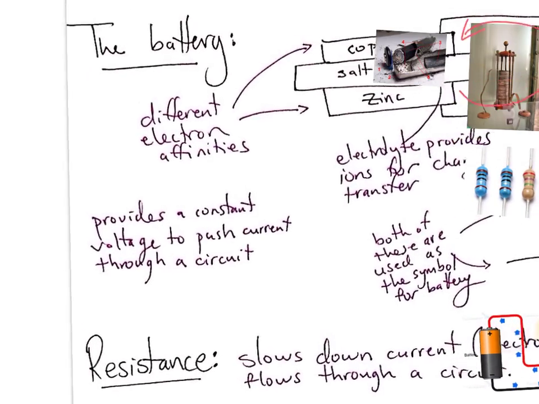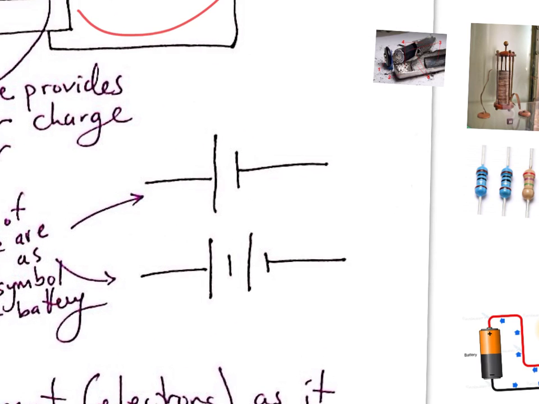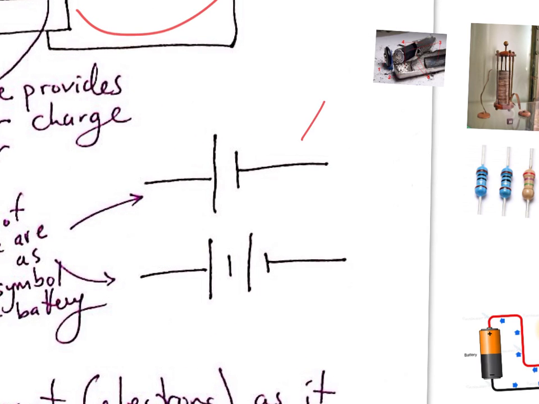Okay, so I have mentioned this. The two metals involved in a battery have different electron affinities. This is one way of describing what a battery does, it provides a constant voltage to push current through the circuit. Both of these are used as the symbol for batteries, so we're going to be drawing circuit diagrams, and this is how we can draw a battery.